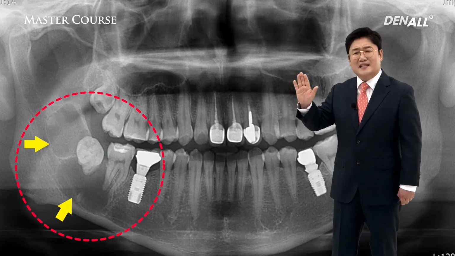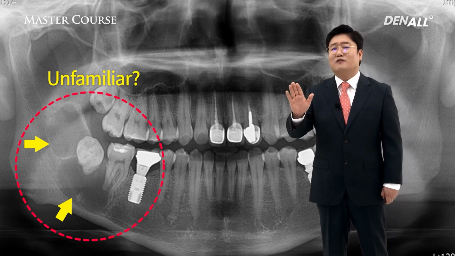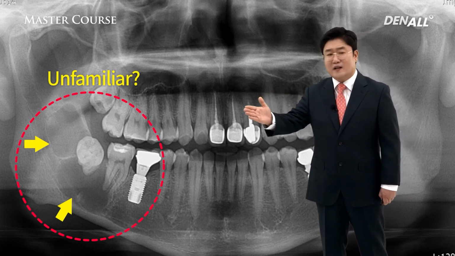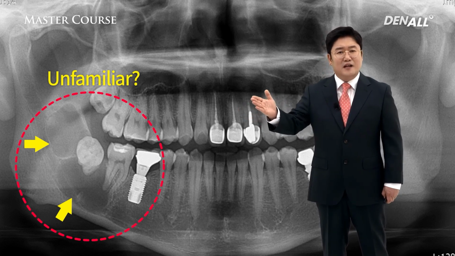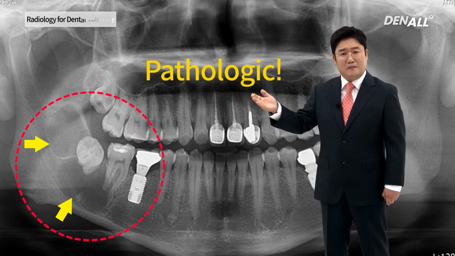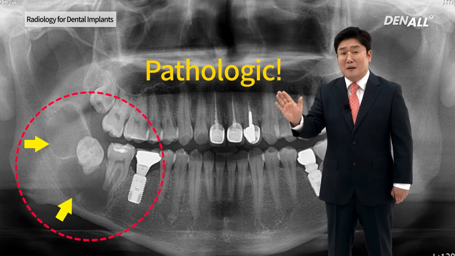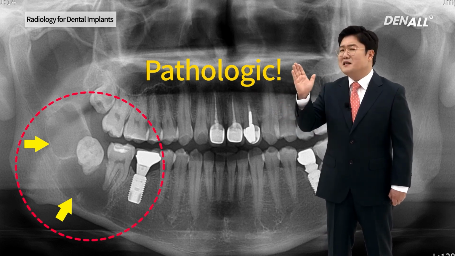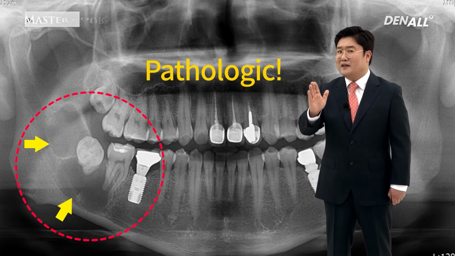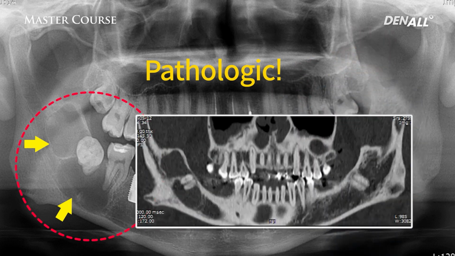something unfamiliar is there. Unfamiliar structure or unfamiliar condition can be seen. Please do not ignore that. That means pathologic condition. We look at panorama almost daily. So if something is off, if something is not normal, intuitively we can catch that. So do not ignore that. So we took the CT images, and ameloblastoma was found.